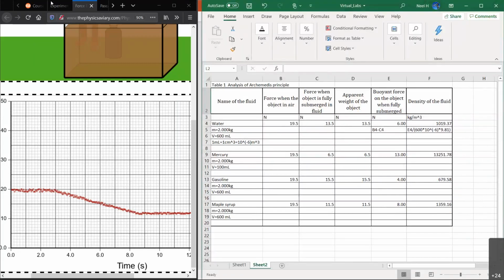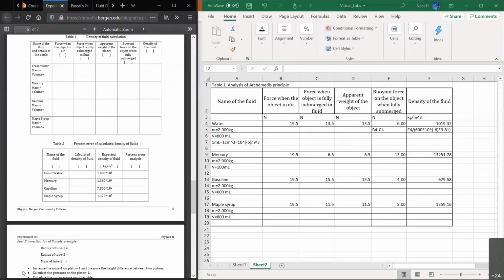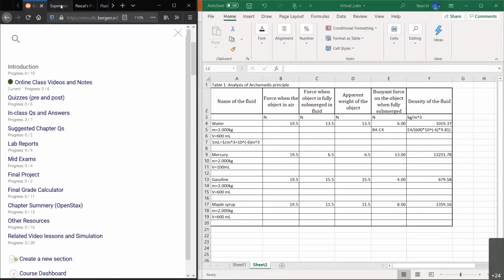Okay, but at this point, now we are done with the first table. Let's go into the second table since we have only 1 hour left. Okay, good. Any questions so far?